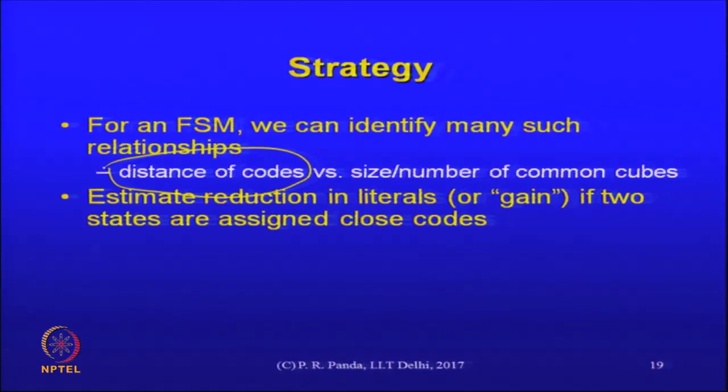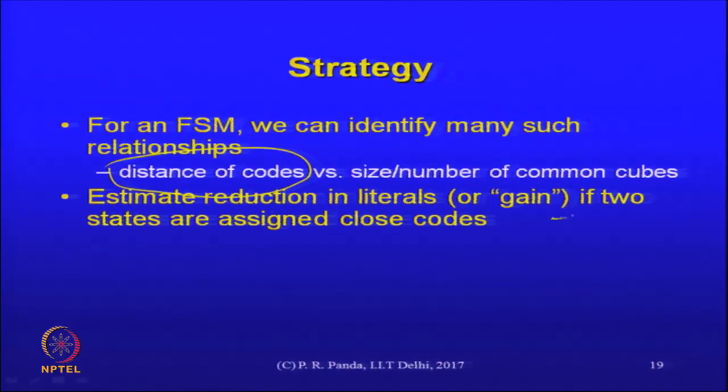So, the strategy would be as follows: you try to estimate the reduction in the literals, that is what we call the gain, if two states are assigned close codes. Both of those patterns that we identified, in the process we inferred that a particular pair of states should have close codes. That is informally what we want, and there is a little bit of a detailed quantification of how you prioritize them, which is higher priority, which is lower priority. That priority is identified first, and then we will come up with a strategy that takes that priority into consideration.